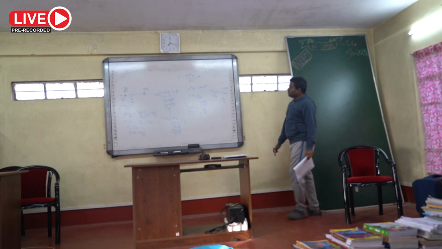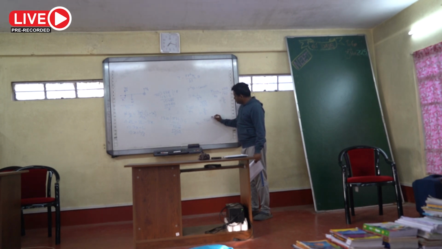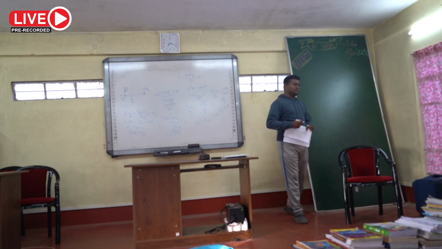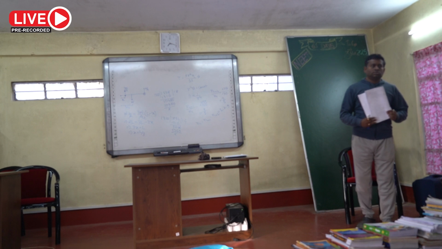Okay, so Ni, Ni plus 1, Ni plus 2 are in the ratio 5 is to 7 is to 9. 5 is to 7 is to 9.